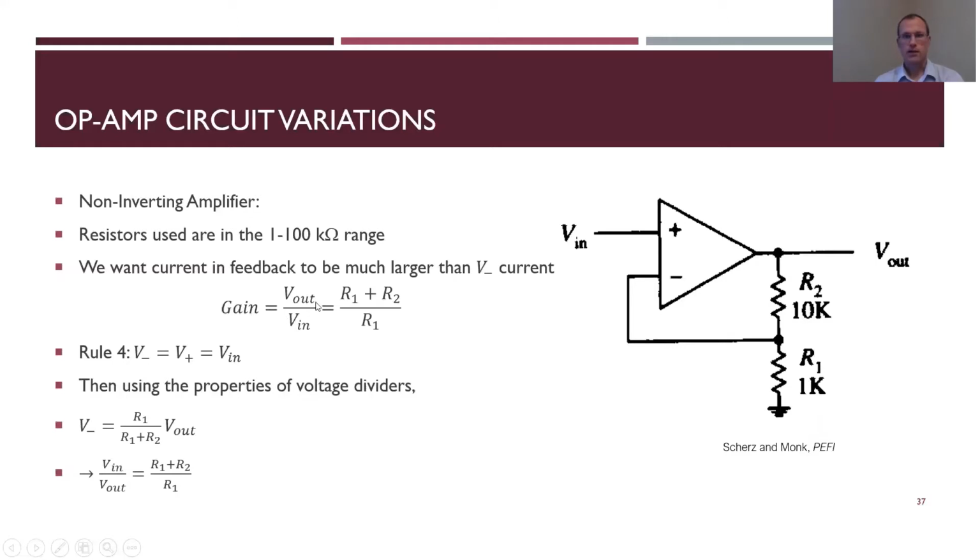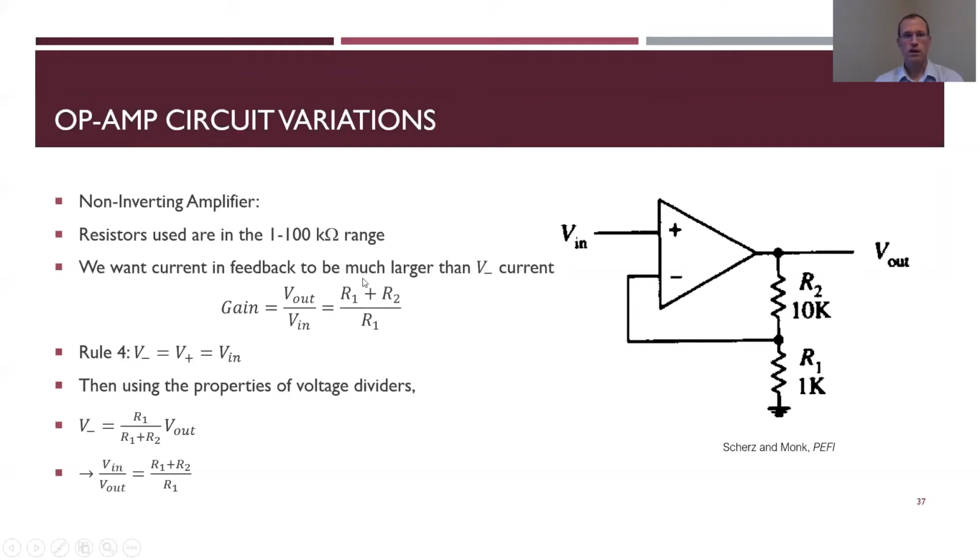The gain in this case, V out over V in, is just kind of a voltage divider, R1 plus R2 divided by R1. That's going to be the gain for this one. So if I'm using this 10 kilo ohm resistor and 1 kilo ohm resistor, that would give me a gain of 11. So 10 plus 1 over 1 gives me a gain of 11.